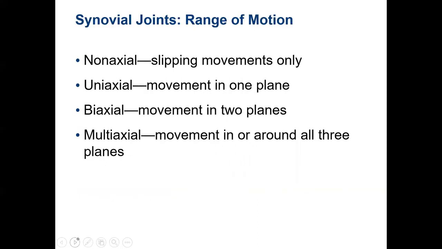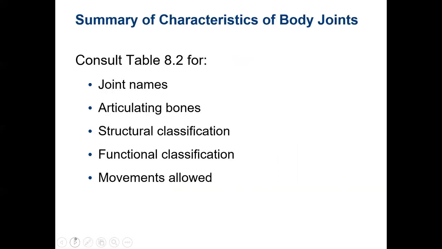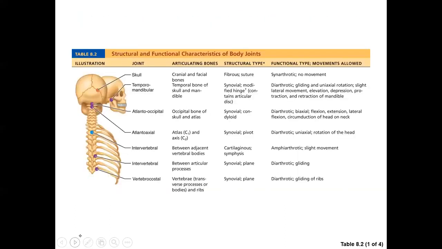We can classify synovial joints by their range of motion. Non-axial, uniaxial, biaxial, multi-axial joints. All joints have their names. I don't expect you to remember this. That's why there's a chart.